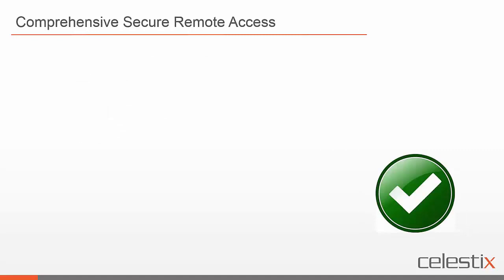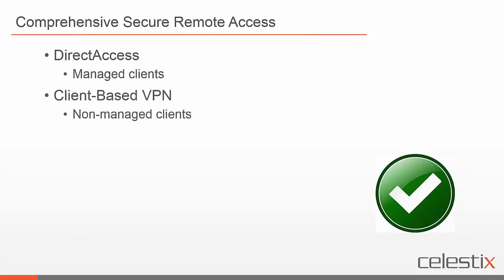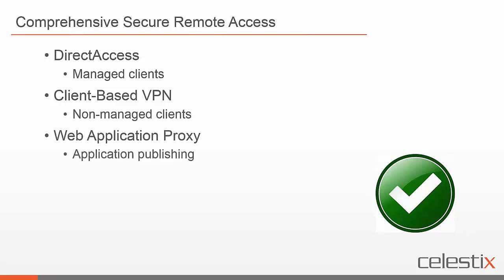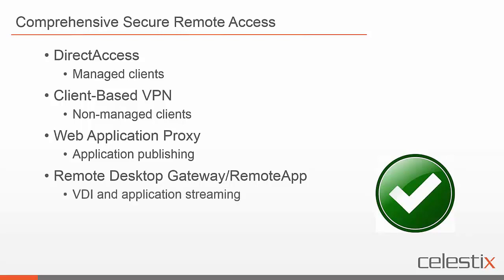So, as I mentioned, the Celestics Cloud Edge Security Solution is a comprehensive secure remote access solution that meets all of our remote access needs. It provides direct access for our managed clients. It provides a client-based VPN for our non-managed clients. And it also includes web application proxy to provide application publishing. So if we want to give access to individual applications as opposed to network level access, we have that capability. It does include a remote desktop gateway, and it does support streaming applications through remote apps. So all of that is available through the remote desktop gateway and remote app functionality of the solution.